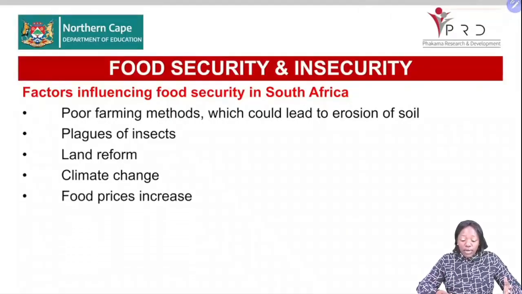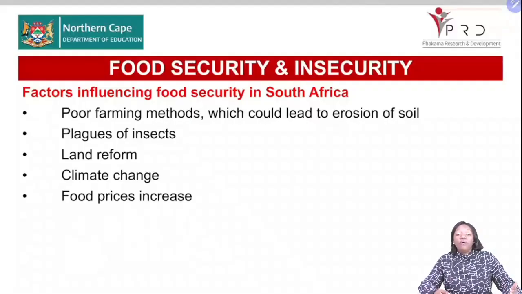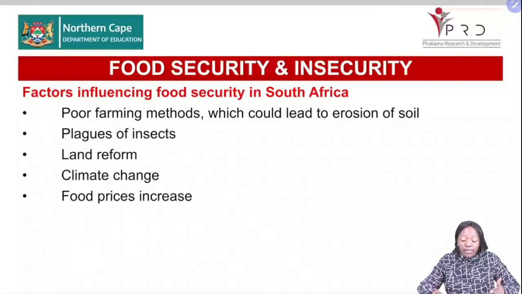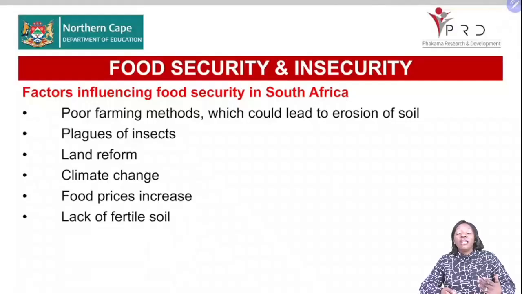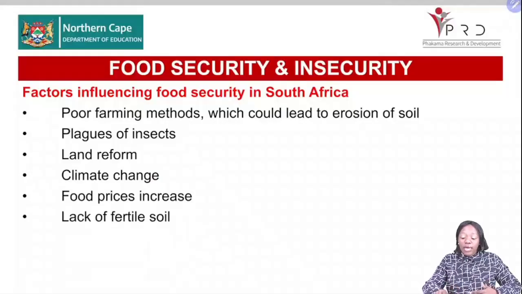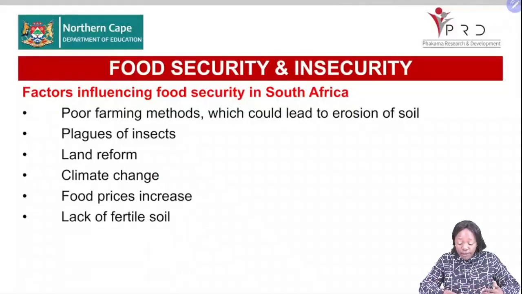Then we're looking at the food prices that increase daily. A lot of people now are unable to buy the amount of food that they want because of the food prices. So they're ending up taking any cheap food that they can come across, as long as they have eaten, because the prices are too high. Then we're looking at the lack of fertile soil. Again, with an incorrect method that has been used, it will lead to the soil being infertile.